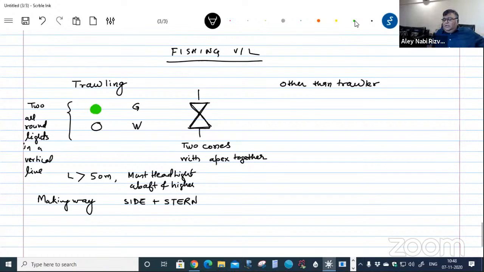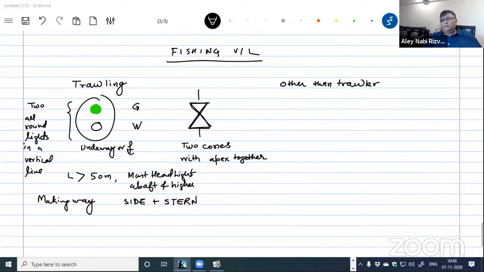So here it is very important. If it is showing side lights and stern light, you will say trawler is making way. If the trawler is showing only these lights, it simply means the trawler is underway or at anchor, because the rule clearly says so. And that rule number is 26. It says the vessel engaged in fishing, whether underway or at anchor, is going to exhibit these lights.